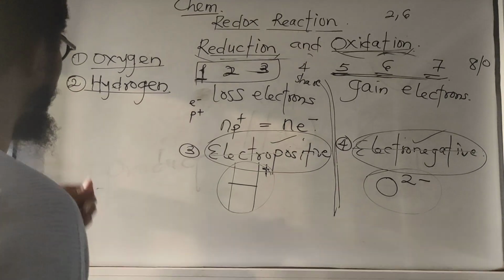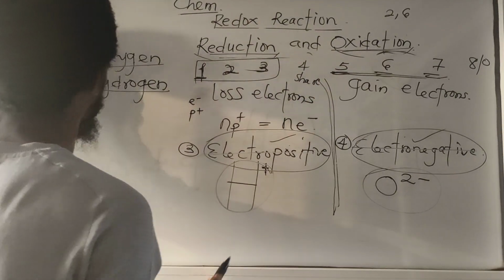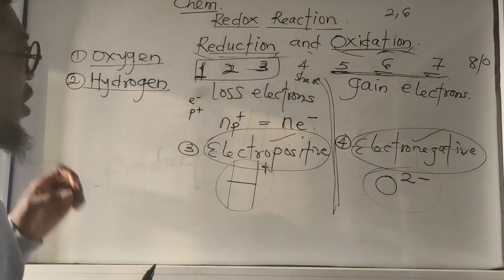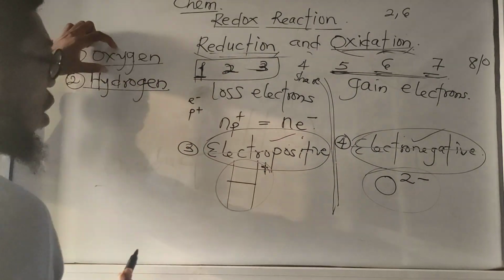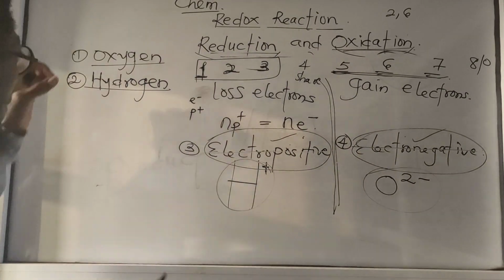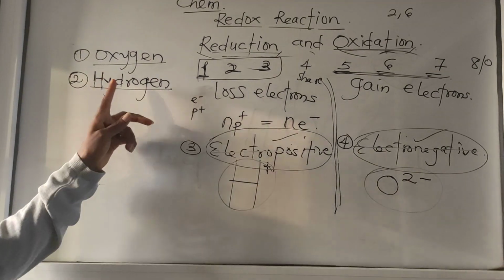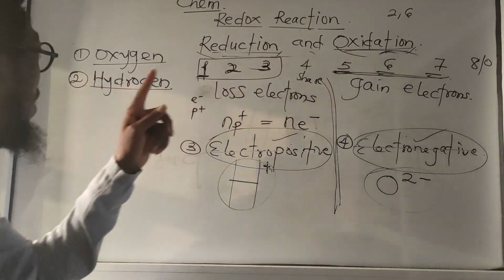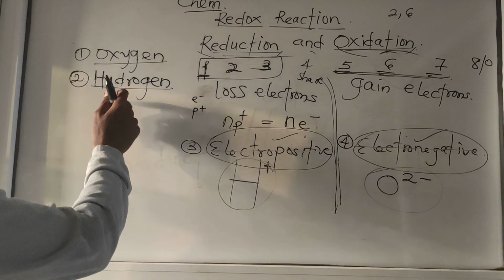So let's go once again. Oxidation can be defined as the addition of oxygen. Reduction can be defined as the removal of oxygen, in terms of oxygen, right? What about hydrogen? Oxidation can be defined as the removal of hydrogen, the opposite of oxygen.